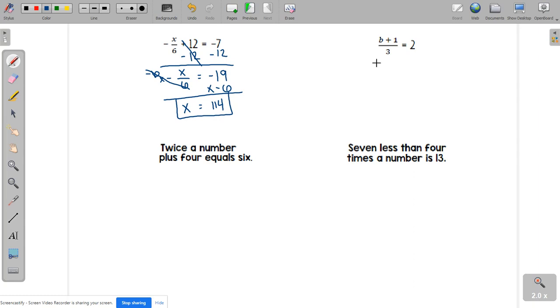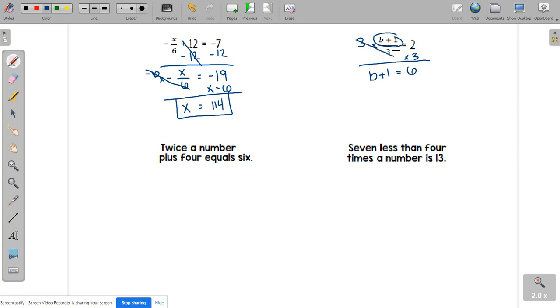Now let's look at the next one. We have b plus 1 divided by 3 equaling 2. We have to get rid of this divide by 3. So we're going to multiply both sides by 3. It cancels out, and we're just left with what's on top, b plus 1. And that equals 2 times 3, which is 6.